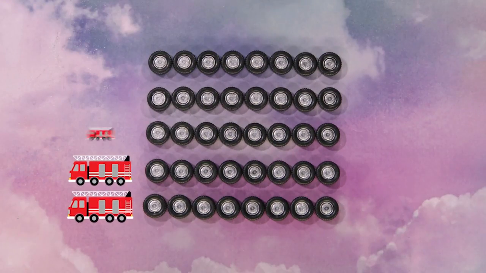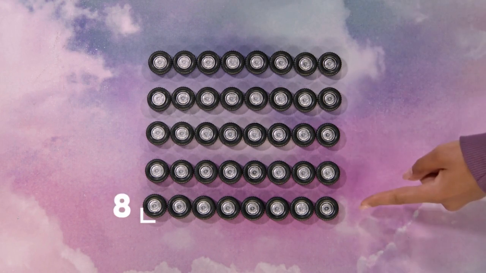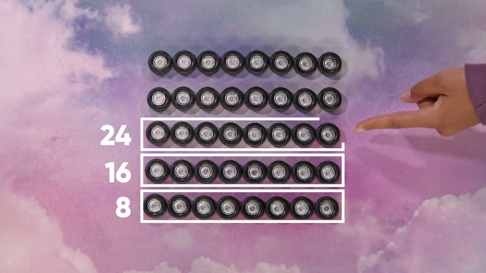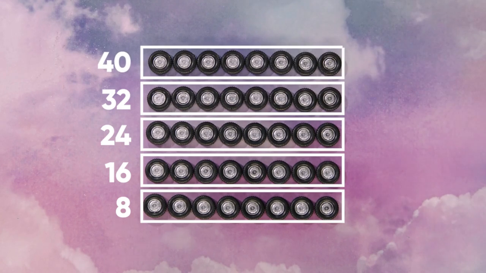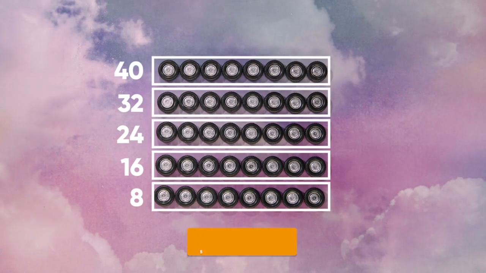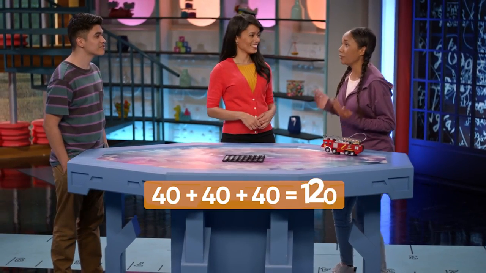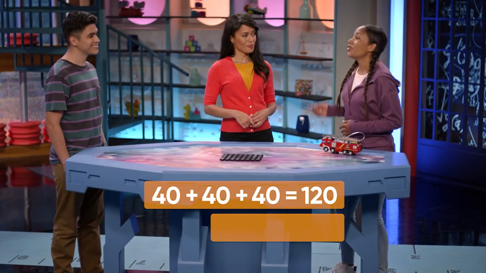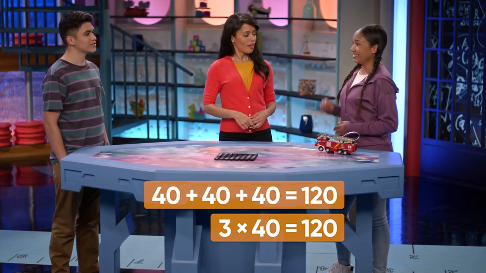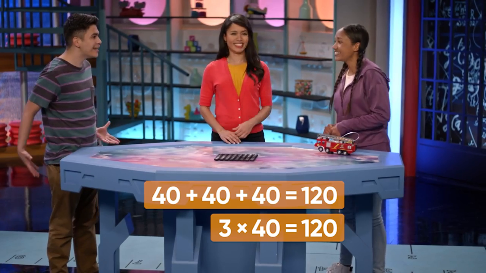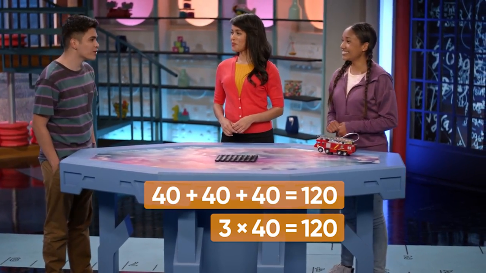We're now ready to count the wheels in groups of 8. It looks like we need to add 8 5 times. Give it a try. 8, 16, 24, 32, 40. There are 40 wheels. So this means 5 times 8 is 40. That's a lot of wheels. Right? Can you imagine if they had to replace 40 wheels 3 times? That would be 40 plus 40 plus 40, which equals 120. Or as we now know, 3 times 40 equals 120. You just multiplied again. That's right. Anytime we add equal groups, we are multiplying.